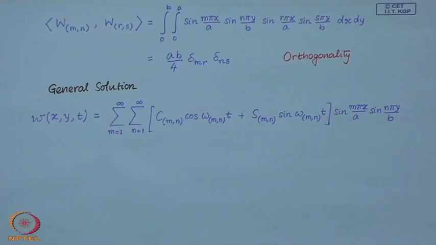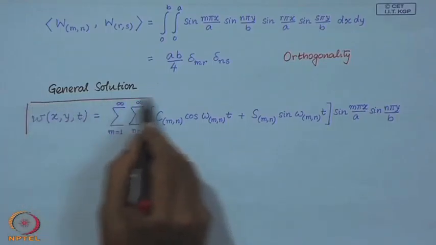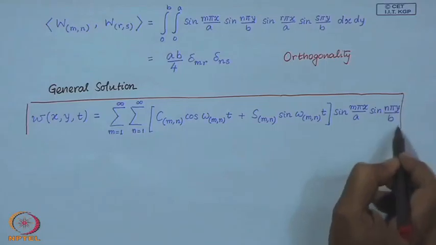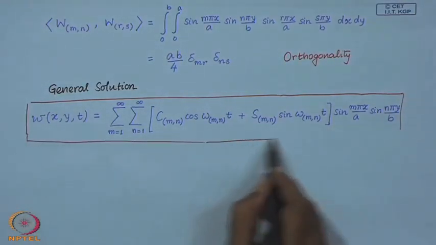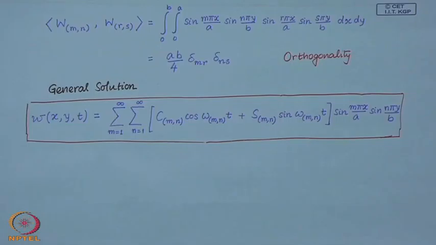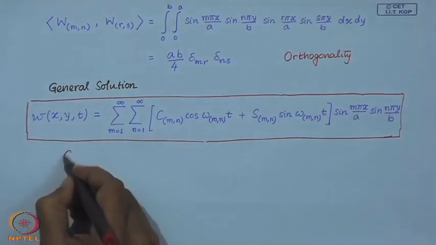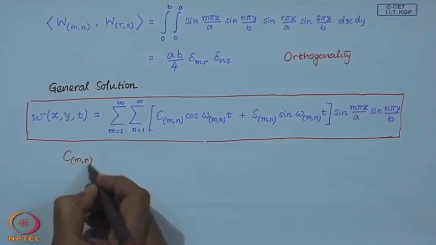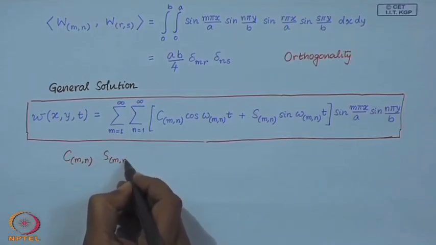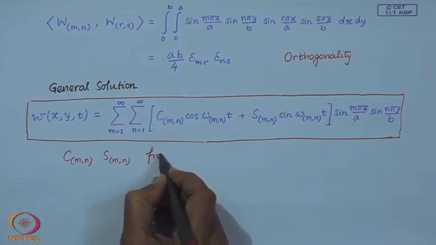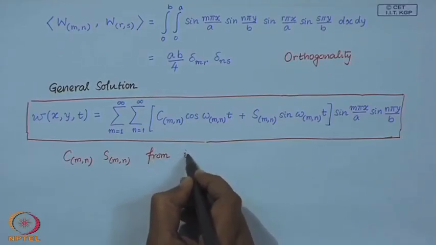So, this is the general solution, which can be used for solving the initial value problem, and here these constants are determined from the initial conditions.